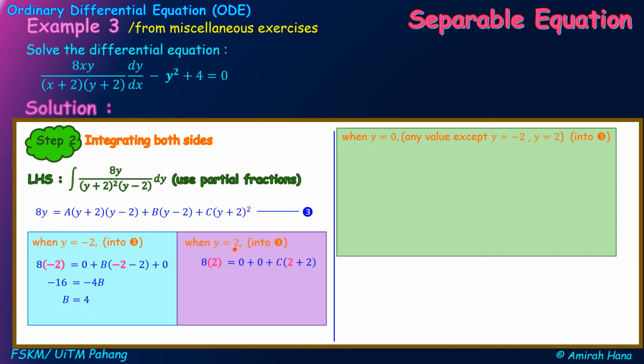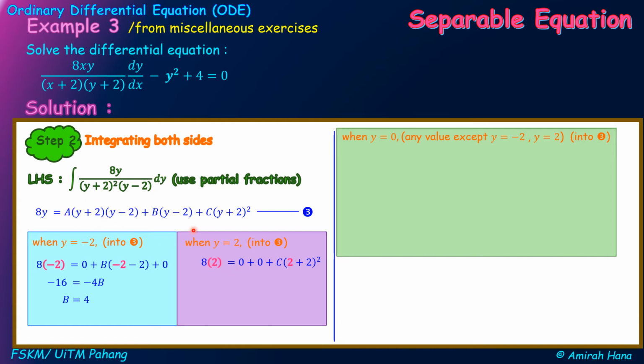So we have negative 16 equals negative 4b, and b equals 4. Alright, and then we substitute y equals 2 into equation 3. Okay, why do we choose y equals 2? Because when we equate the second factor to 0, we get y equals 2. So when we substitute y equals 2 into equation 3, we have 8 times 2, and we have the factor y minus 2. When we equate it to 0, we get y equals 2, so when we substitute back here, we have 2 minus 2 equals 0, and 0 times any value equals 0.